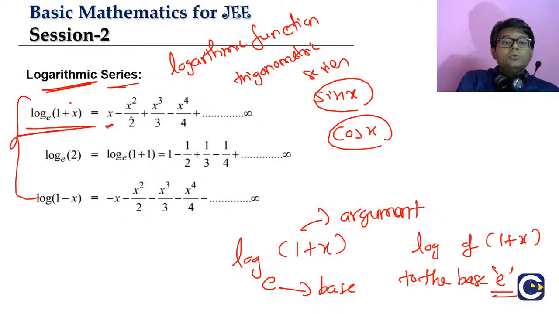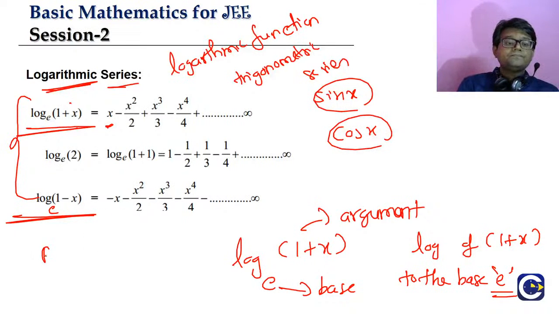Using this, if you want to get log of 1 minus x, maybe you can make a note of this series first. Log of 1 plus x is x minus x square by 2 plus x cube by 3 minus x power 4 by 4. So the second term, fourth term, all of them are negative. First, third, they are all positive.